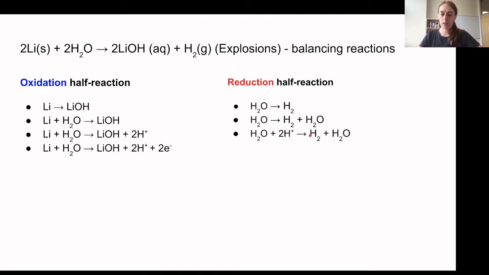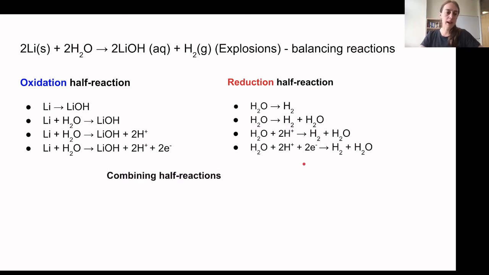And now we need to balance out our hydrogens. Again, we have 4 hydrogens on this side of the equation, and 2 hydrogens on this side of the equation, so we need to add 2 hydrogens to make 4 hydrogens on either side of the equation. And then we need to balance our charge. So we had a +2 charge because we have 2 +1 hydrogens, so we need to add 2 electrons on this same side of the equation.